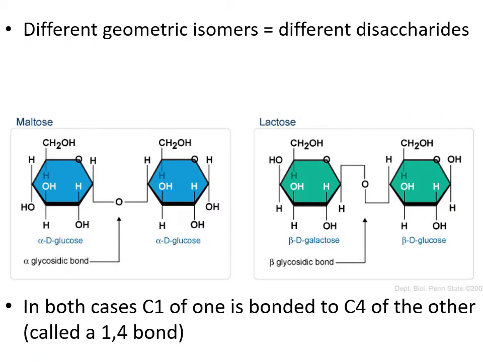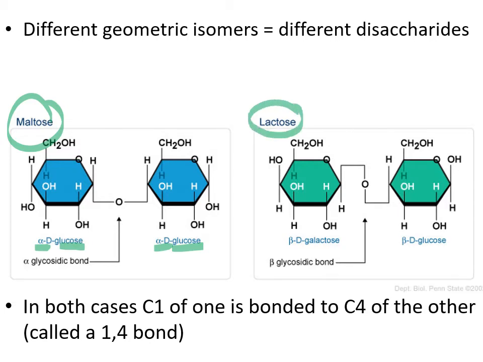With these isomers here, you can end up with different disaccharides. So in this one we have alpha glucose and alpha glucose. When they bond together, you get a disaccharide called maltose. And so you may have heard of that disaccharide before. It's not as common as sucrose, but it is another type of disaccharide.